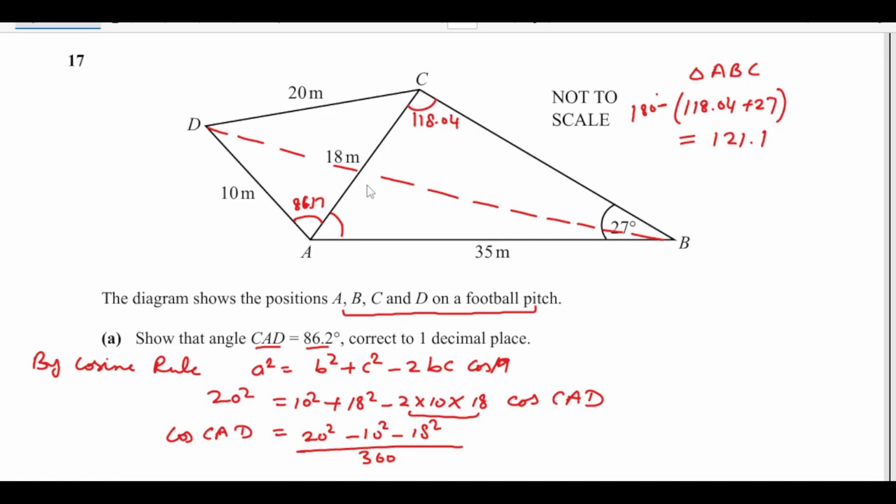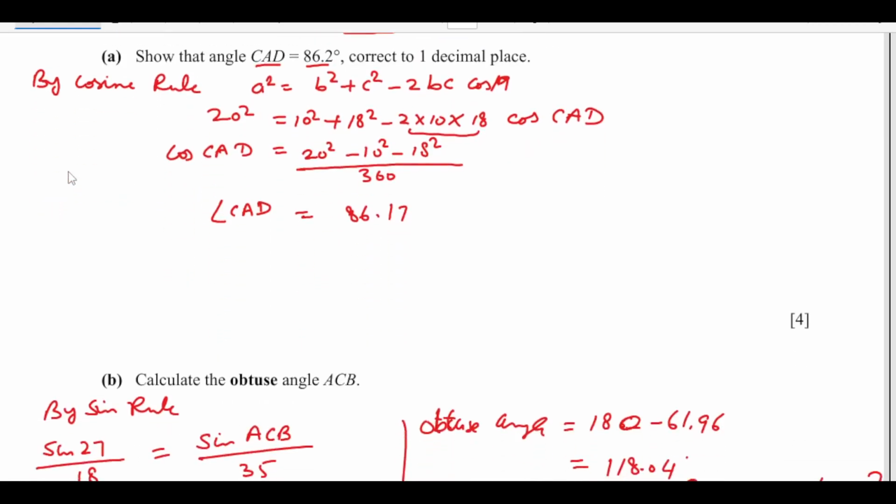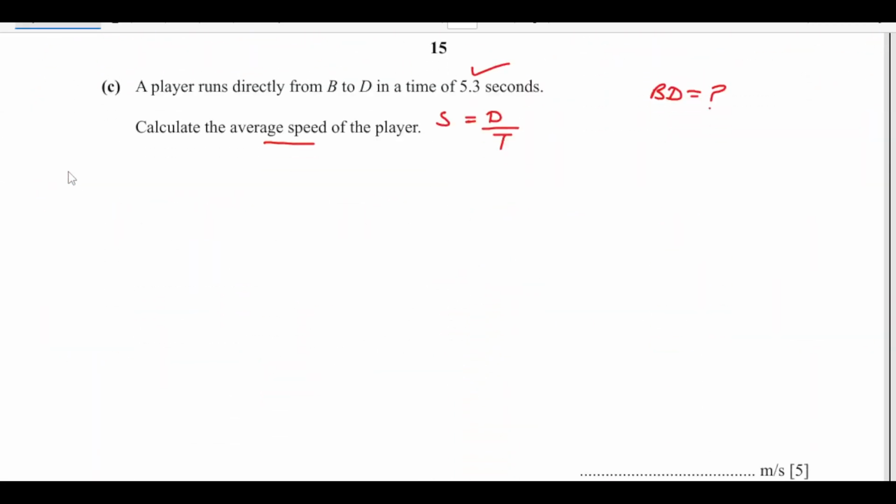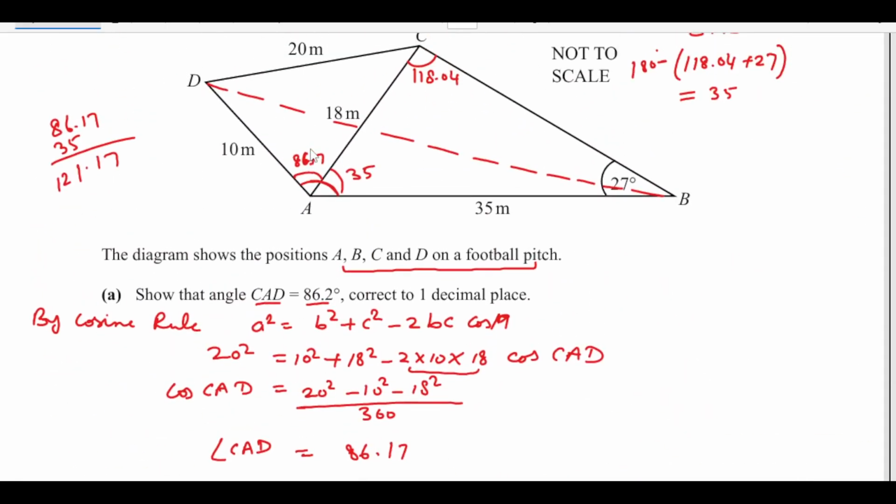Let me calculate this one again. Okay, this is 35 actually. This comes out to be 35. So this angle is 35, but we need this total angle, right? For the total angle you add 86.17 and 35. So we get 121.2 degrees. This angle is angle BAD.